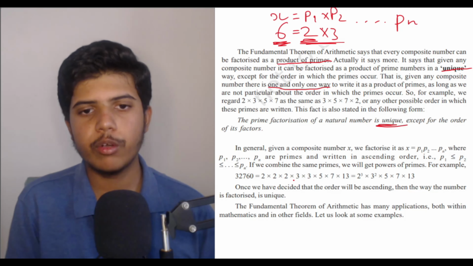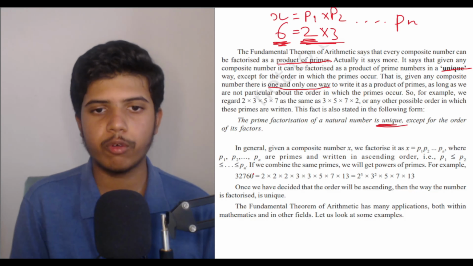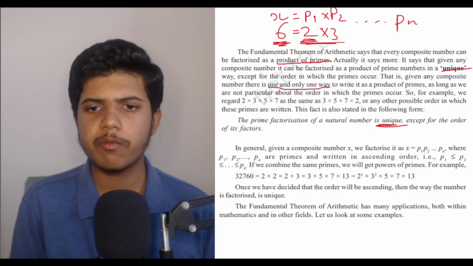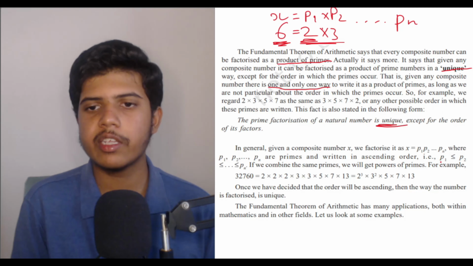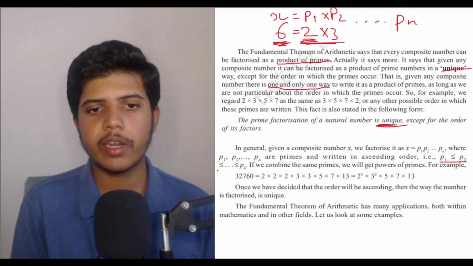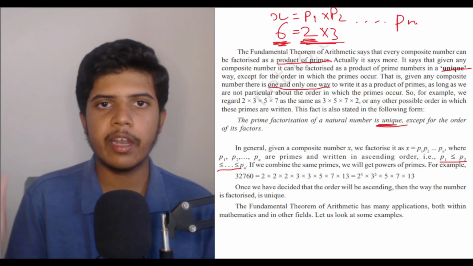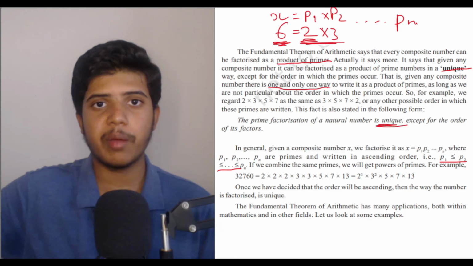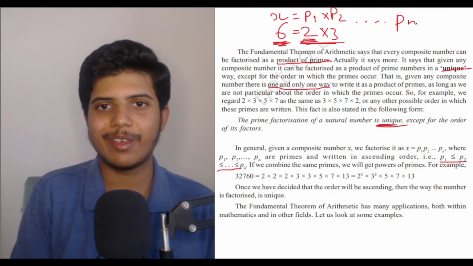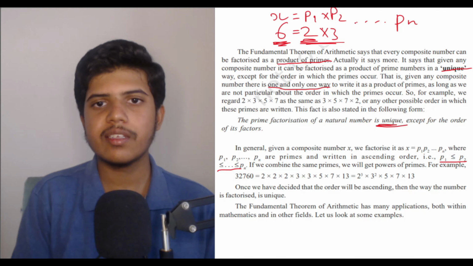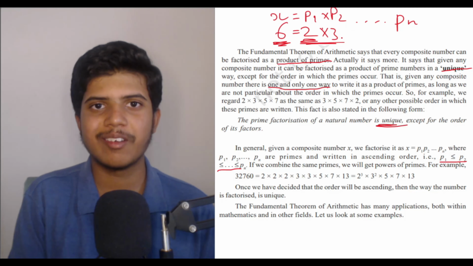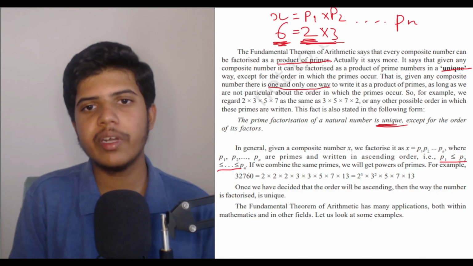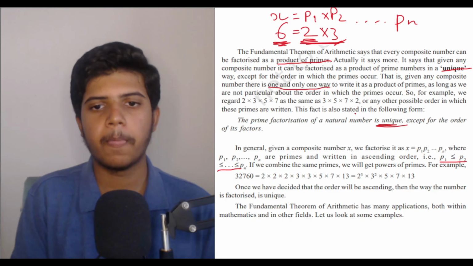Before we go to the example, if we combine the same primes, we will get the powers of primes. See, before that it is shown p1 is lesser than or equal to p2, which is lesser than or equal to p3, and so on. So pn, the nth prime number, is the greatest. You're getting it, right? In this case, 2 into 3, 3 is equal to pn. It is the last prime factor, so it is the greatest among the prime factors.